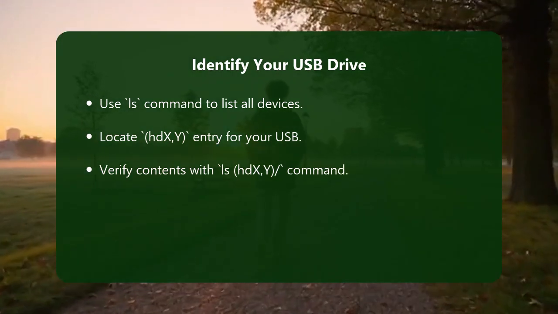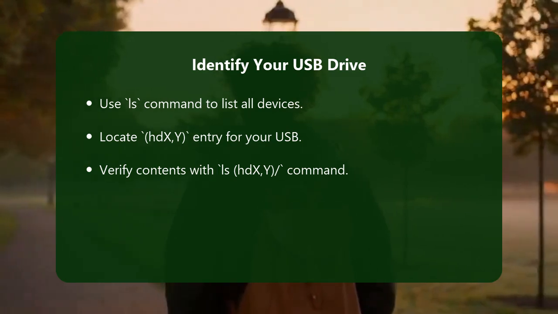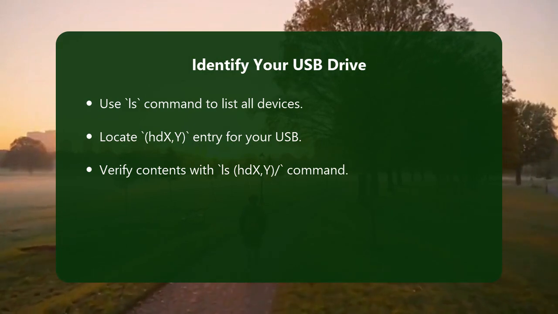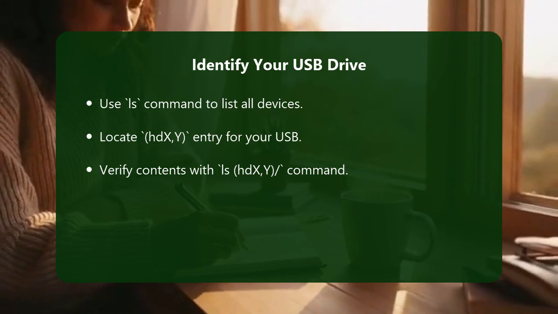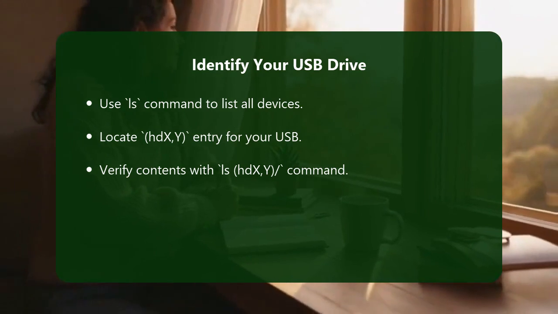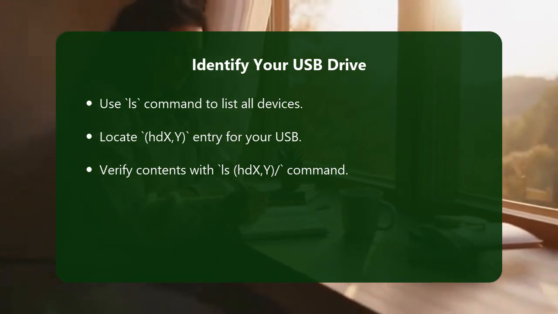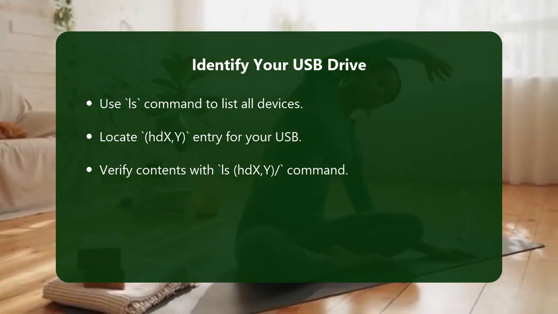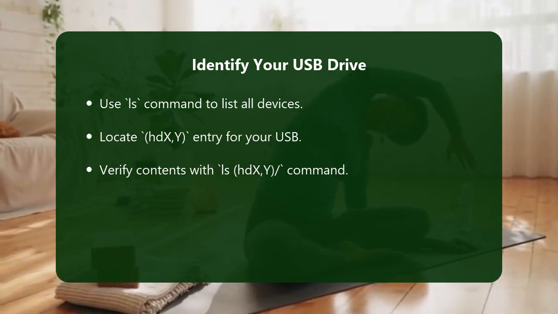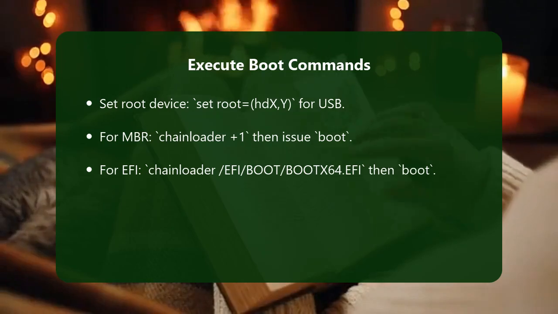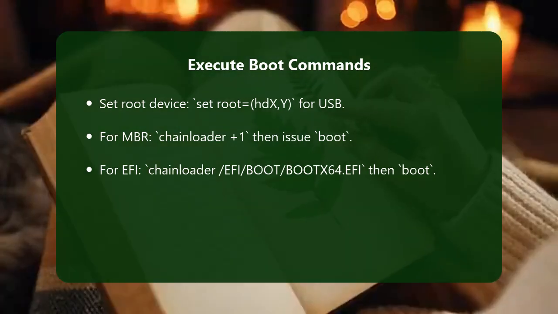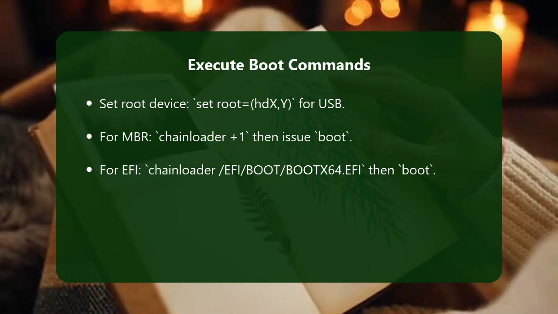To determine which hdX is your USB, you can use ls (hdX)/ to inspect the contents of each drive. Look for recognizable files or directories that indicate your USB's content, such as /EFI/ for UEFI bootable drives, or specific ISO files if you've put an ISO directly on a partition. Once you've identified the correct drive and partition, for example, (hd2,msdos1) or (hd2,gpt1), the next step depends on whether your USB is set up for MBR legacy or EFI UEFI booting.